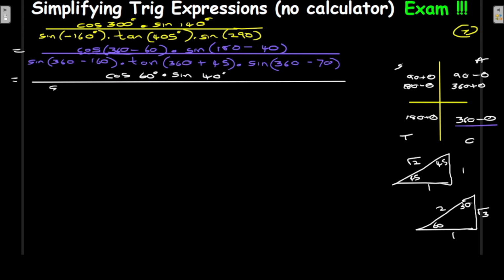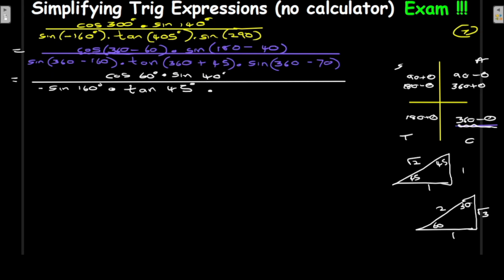Okay, so in the denominator we have sine of 360 minus 160. So where do we have 360 minus 160? It is in the fourth quadrant, and what is happening in the fourth quadrant? Only cos is positive. So if you have sine of 360 minus an angle, that means it has to change to become minus sine times that angle. In this case, our angle is 160, and then we multiply that by tan 45.